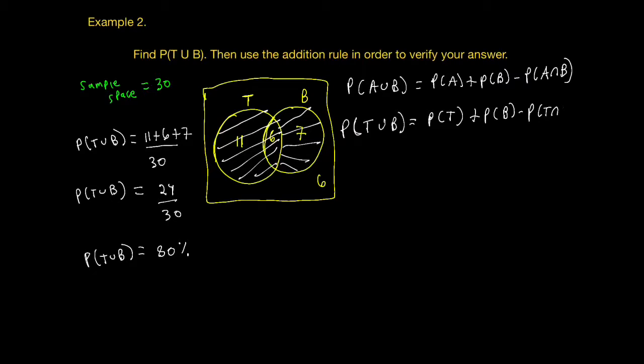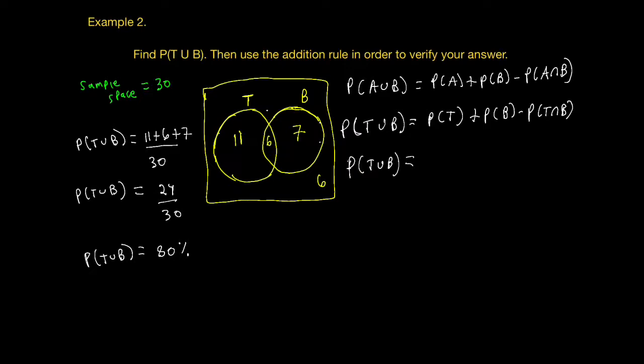So here, for the probability of t, we count the possibilities of t. So let me shade that so you can visualize this. So everything inside of t is basically 11 plus 6, and 11 plus 6, that's a total of 17 over the sample space of 30. And now we're going to add the probability of b. So let me clear what I shaded right now.